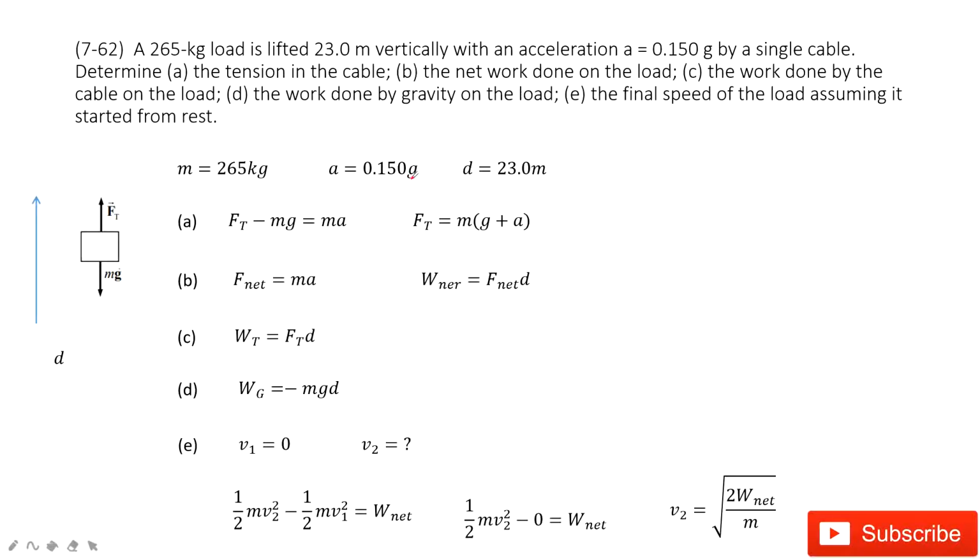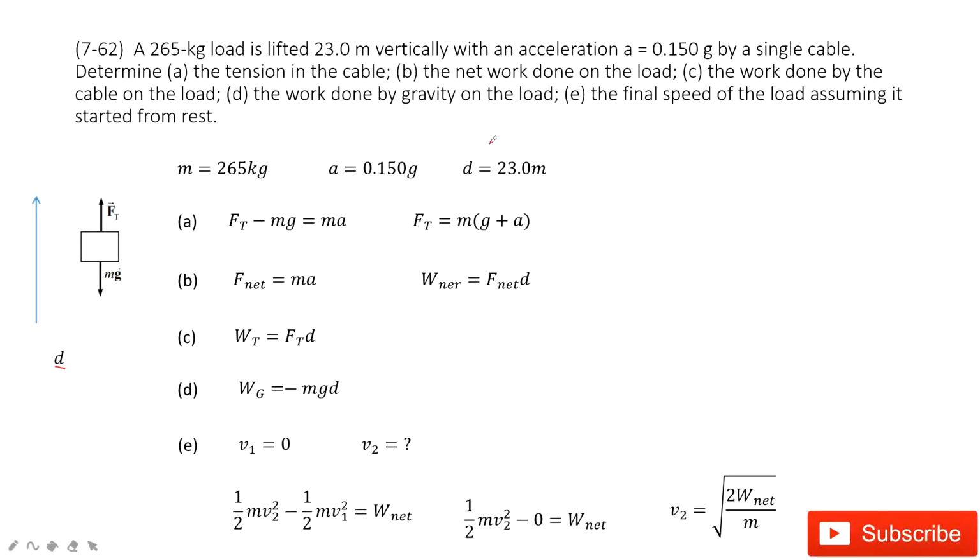Let's look at problem 62 in chapter 7. In this chapter, we talk about work and energy. As you can see, we have an object here, and it has gravity and tension acting on it. And this object moves vertically up by distance d. So this is how it works.